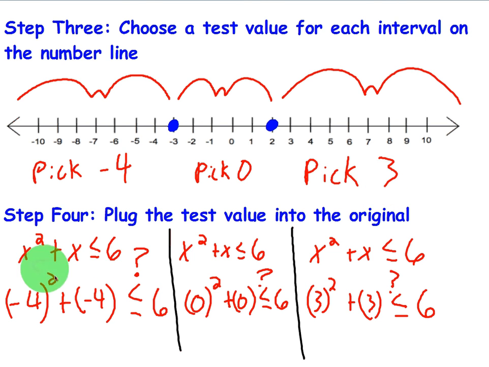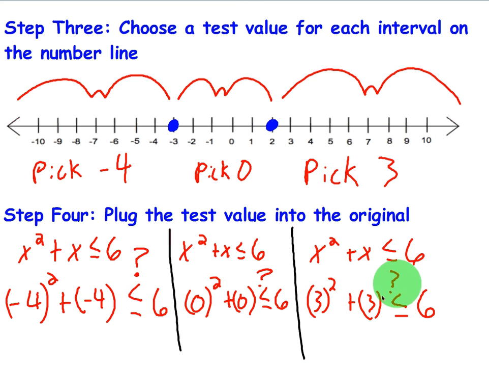And we're going to plug those into the original inequality to see if they work. Okay? I'm going to plug in negative 4 here. Every time there's an x, that's my first test value. I'm going to plug in 0 here. And I'm going to plug in 3 over here.